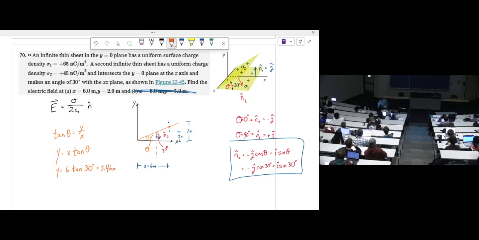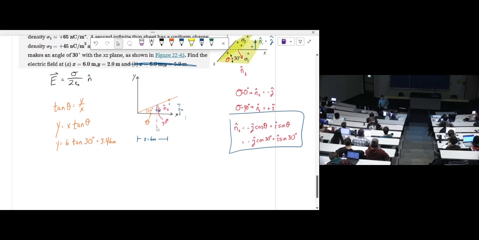So if I know I'm at x equals 6, then that only leaves me the case where, as far as what I'm concerned here, I'm below. 2 is less than 3.46, so I'm below the angled plane. So that's how I chose the normal vector that was down and to the right instead of the corresponding one that's up and to the left. Does that answer your question? Okay, good question.